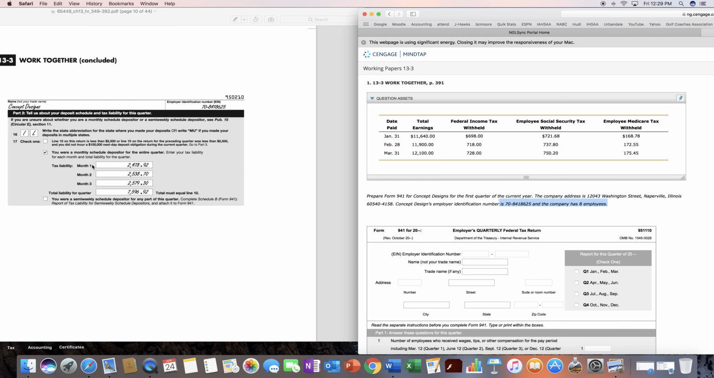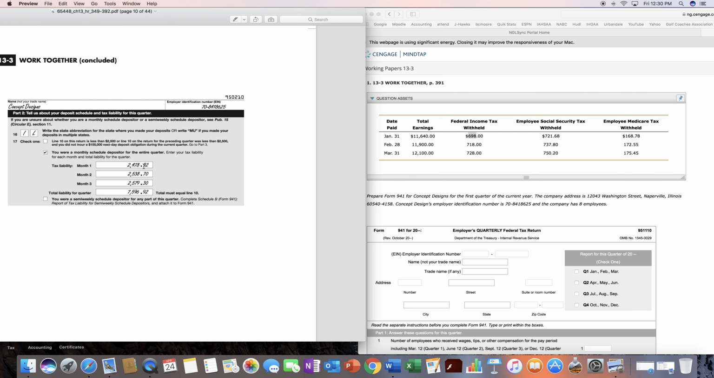Month 1 is January. So we have this number, 721.68. We take 721.68 and multiply it by 2 to account for the employee and employer's amount. Then we take 168.78 and multiply it by 2. Add those two numbers up, and then add this number up, and that number is $2,478.92.